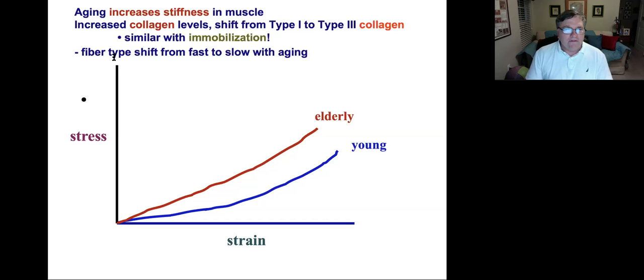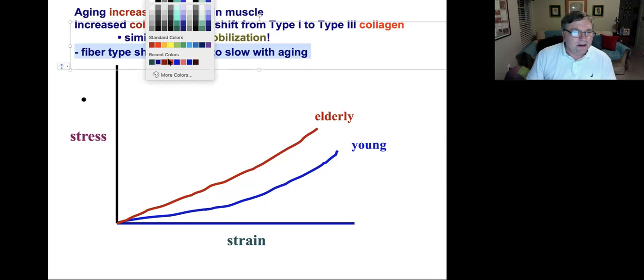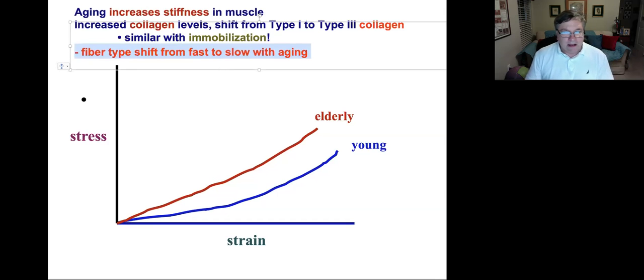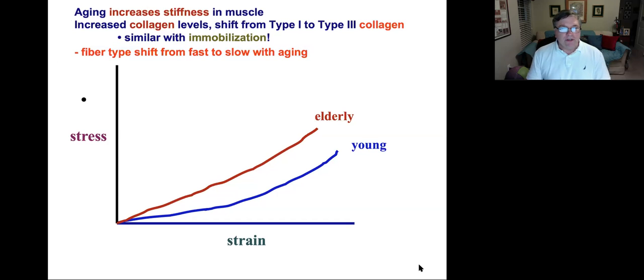You also get a fiber type shift. Maybe I'll highlight this in a different color, put it in red. Fiber type shift from fast twitch to slow twitch. You actually lose some fast twitch fibers due to apoptosis. There's also a shift from some of the fast twitch to slow twitch. So I'm afraid it is true. As you get older, you get slower. You get a little slower.